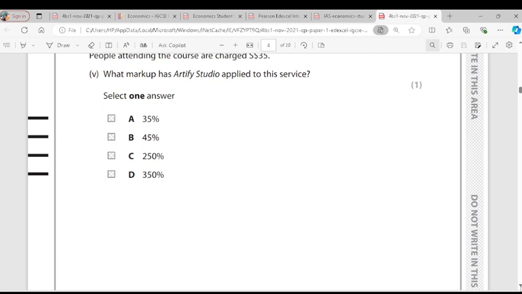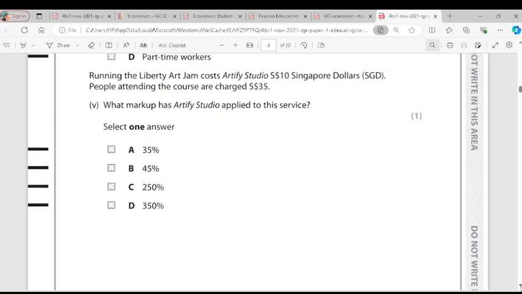What markup has Artifact Studio applied? Here we have a Liberty Art Jam that costs Artifact Studio 10 Singapore dollars. People attending the course are charged 35 Singapore dollars. What markup has Artifact Studio applied to this service? The formula for markup is profit per item divided by cost per item multiplied by 100. The profit is selling price minus cost price. So the selling price here is 35 minus 10, divided by 10.